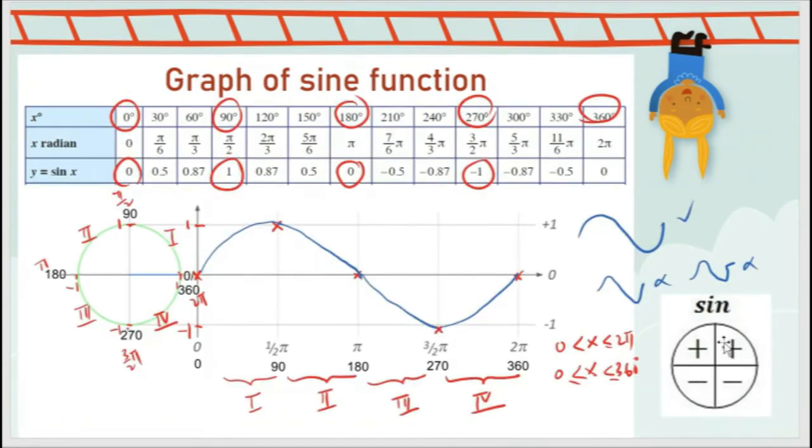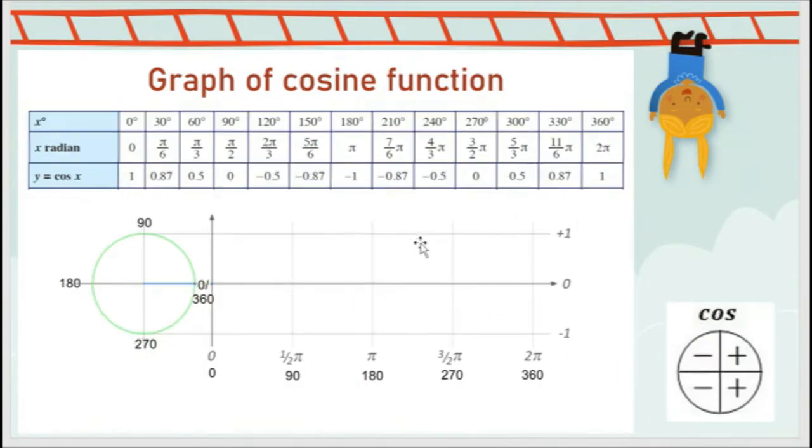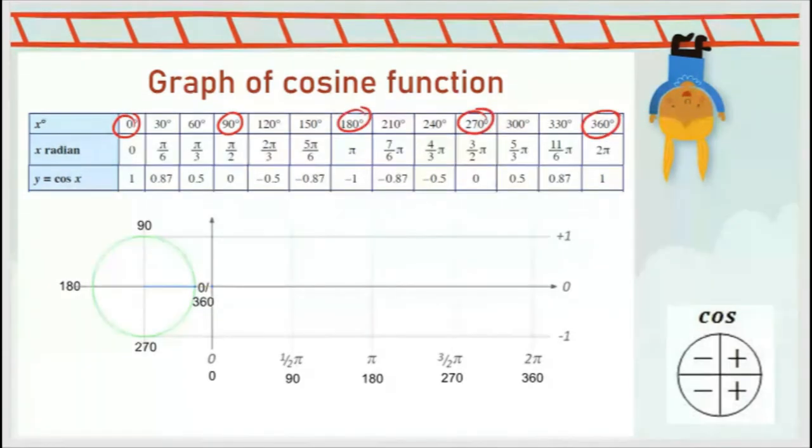So you see the first quadrant is positive. Positive means above the x-axis. See this first quadrant, positive, positive. Then the third and fourth quadrants are below the x-axis, negative, negative. Then we go to the graph of cosine. We do the same thing. We look at 0, 90, 180, 270, and 360. Then the values.